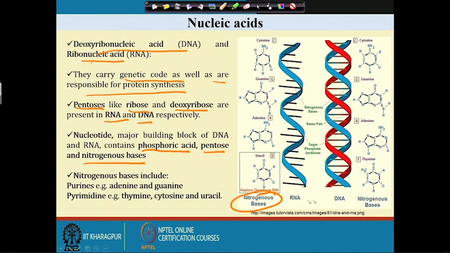In the case of RNA, this is RNA, and this is called DNA. Now, in RNA you have cytosine, guanine, and adenine, but the special nitrogenous base is uracil. If you look at DNA, we have cytosine, guanine, adenine, but what is specially present is thymine. This is how DNA and RNA differ from each other. So, adenine and guanine we call purines, and thymine, cytosine, and uracil we call pyrimidines.